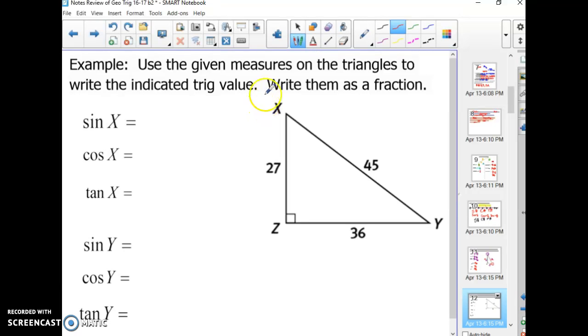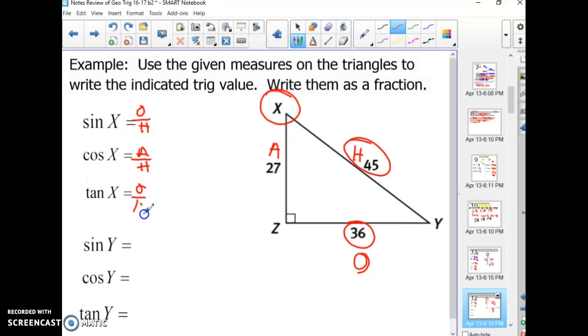So now if I go here, I got x. The hypotenuse is always across from the right angle, so there's my hypotenuse. Opposite my angle of interest is 36, so that has to be my opposite, and then 27 is my adjacent. So sine, some old hippie caught another hippie tripping on acid. So my opposite is 36. My hypotenuse is 45, and we're done. Cosine is 27, and my hypotenuse is 45, and we're done.